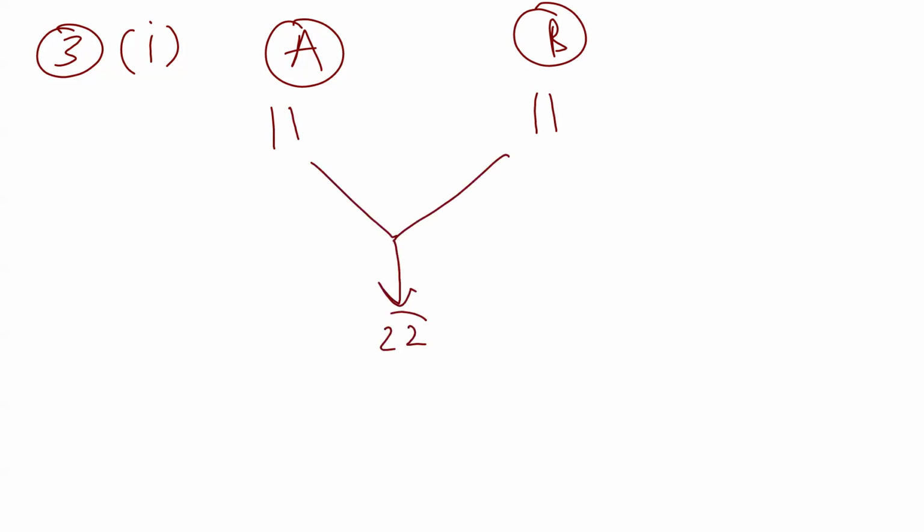Question 3, sub question 1. In a cricket match, how many choices can be made for man of the match? Now there are two teams, A and B. 11 players are there in team 1, 11 players are there in team 2. So there are total 22 players who are playing the match. So man of the match can be awarded to any one of these 22 players. So the total choices are 22.